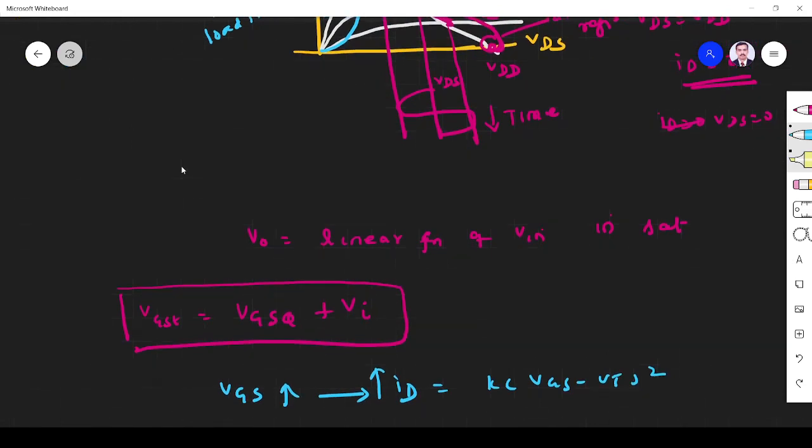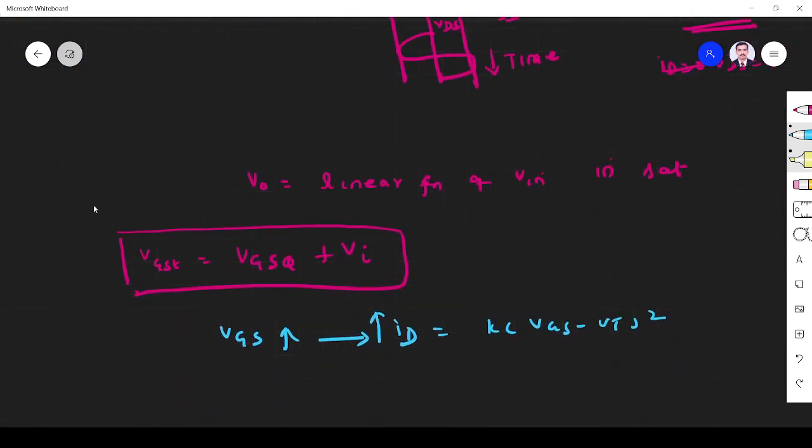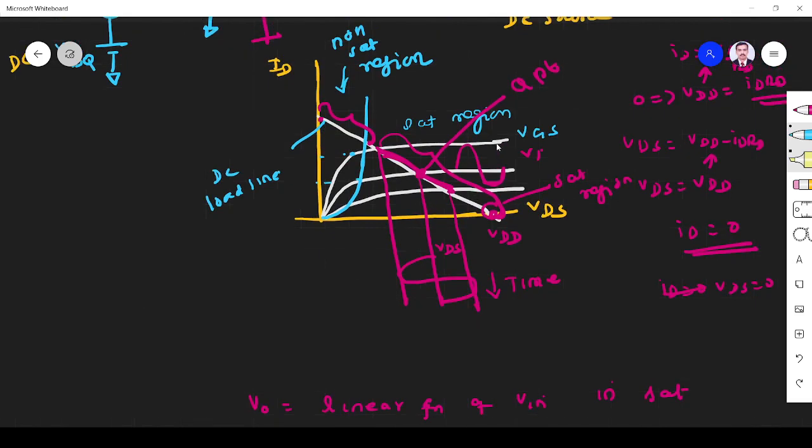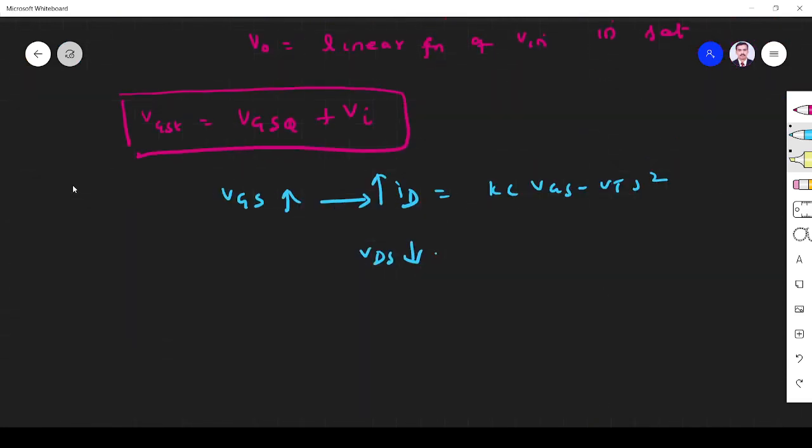Another thing to remember is that VDS becomes smaller. The reason is, from the diagram, when VGS increases, the voltage drop across RD will be more, but VDS will be less. So these are all the points you have to remember when working with transistor basics. Now we will see small signal parameters.